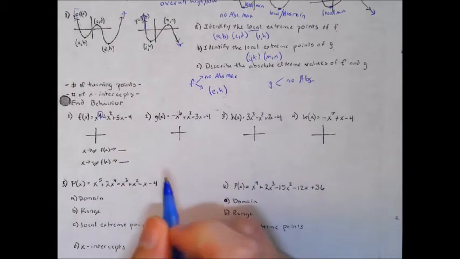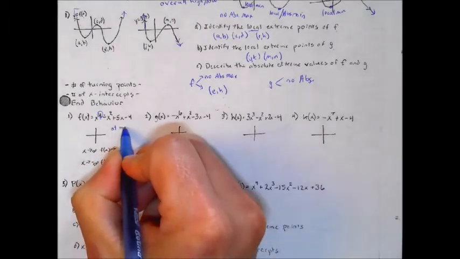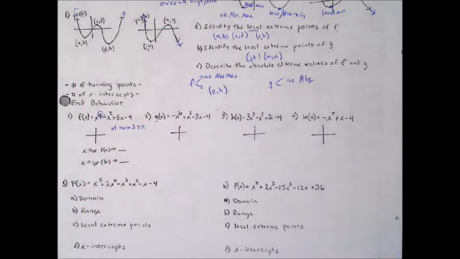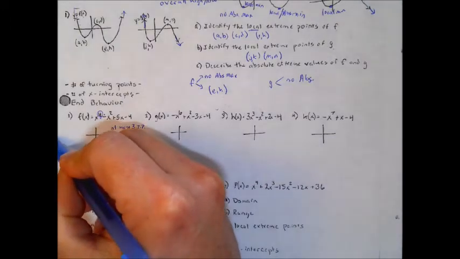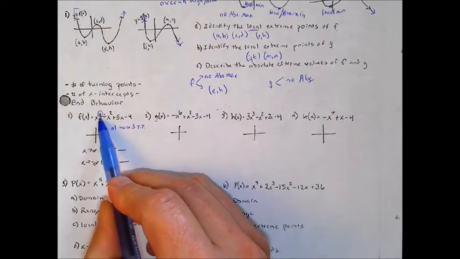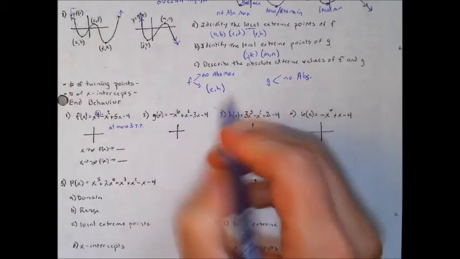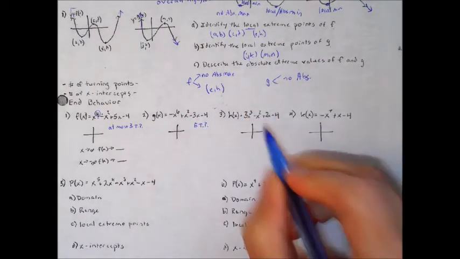I'll do TP, turning points. Okay? So if I'm thinking about this, there's 1 turning point, 2 turning points, 3 turning points. At most, if you have any kind of x to the 4th equation, you're going to have at most 3 turning points. If it's x to the 6th, you're going to have at most 5 turning points. If it's x to the 3rd, you're going to have at most 2 turning points. X to the 7th, at most 6 turning points. Okay, so that's the idea of the turning points.